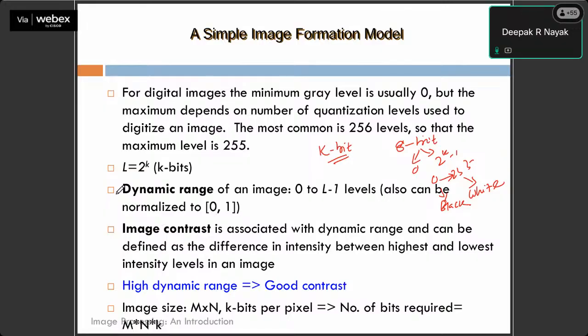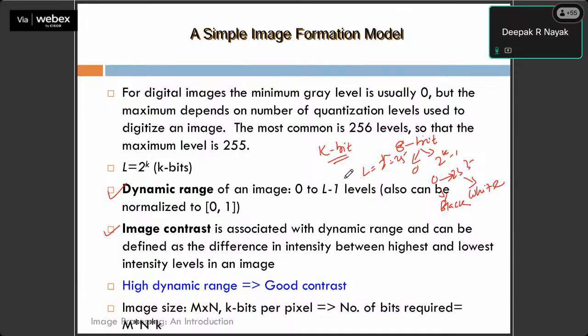There are two terms which are very important to understand here. One is the dynamic range and one is image contrast, and how this image contrast is related to the dynamic range, we'll also see later on. But first of all, what do you mean by this dynamic range? The dynamic range of an image, in case of 8-bit, is 0 to L minus 1. L is nothing but here 256, that is 2 to the power k. So L minus 1 is from 0 to 255, right? That is known as the dynamic range, from 0 to 255.